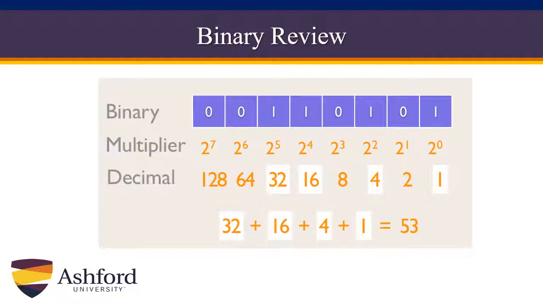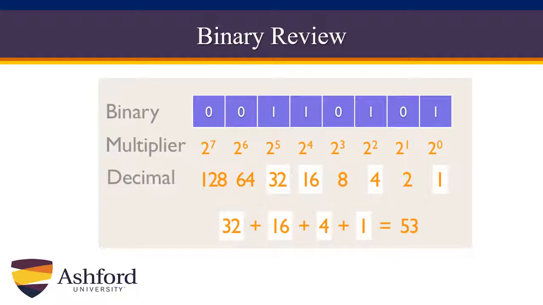So in the case of this number, the rightmost digit, 2 to the 0 power, is turned on. So we have a 1. The next digit to the left, 2 to the first power, is off, so we ignore that. The next digit to the left, 2 to the second power, is on, so we compute that. That's 4, and we add that to the 1 from the rightmost digit.